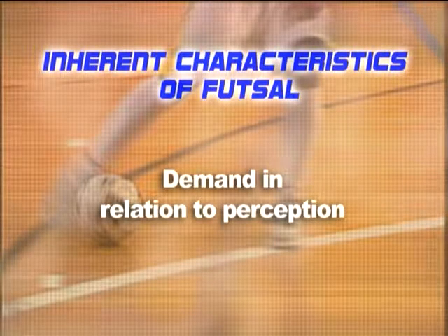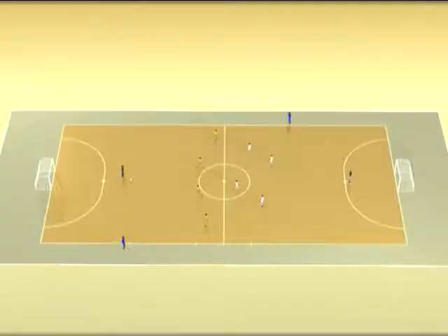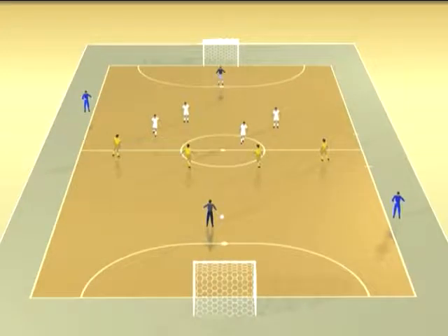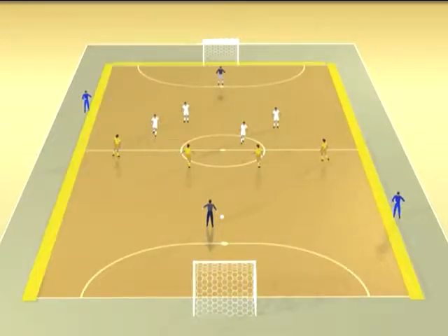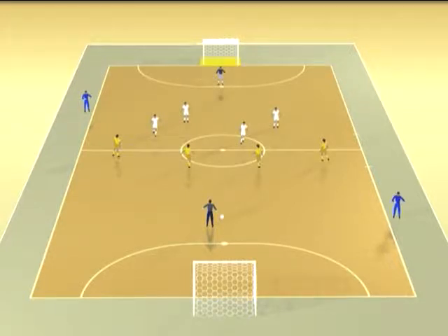Demand in relation to perception. In futsal, there is a great demand put on perception, taking into account the moving elements, which are 5 opponents, 4 teammates, 2 referees, the ball, and also fixed objects, such as the goal area of the opponent, one's own goal area, the substitution area, the sidelines and goal lines, the opposing goal, and one's own goal.